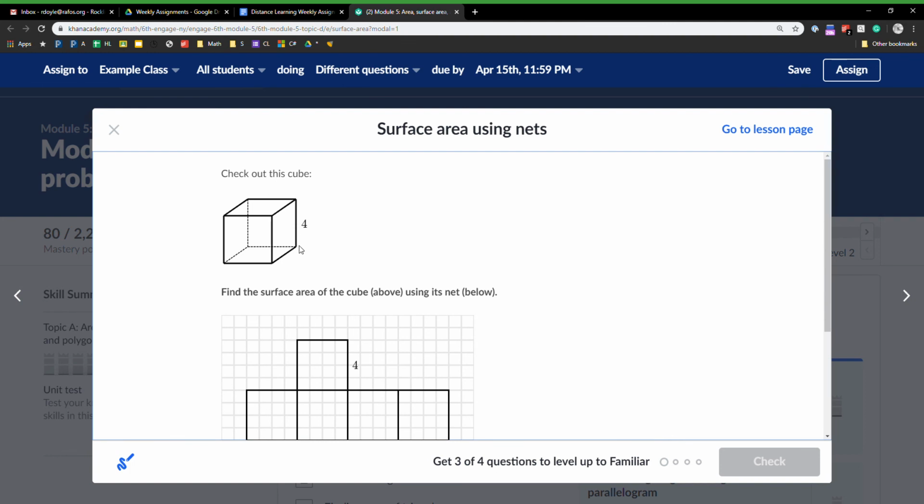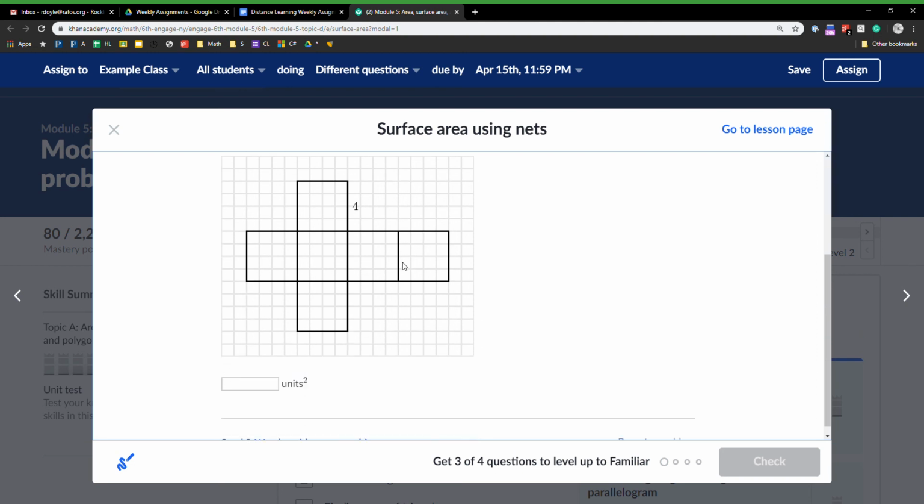So the nice thing about this cube is it only gives us one dimension. It's 4. But the edges of all cubes are going to be the same. That's the point of a cube. So if this is 4 right here, everything else is 4. So then you could find the area of this square right here. 4 times 4. The area of this square is 16. Well, since this is a cube, all the other squares are going to be 16 too. All these squares are the same.